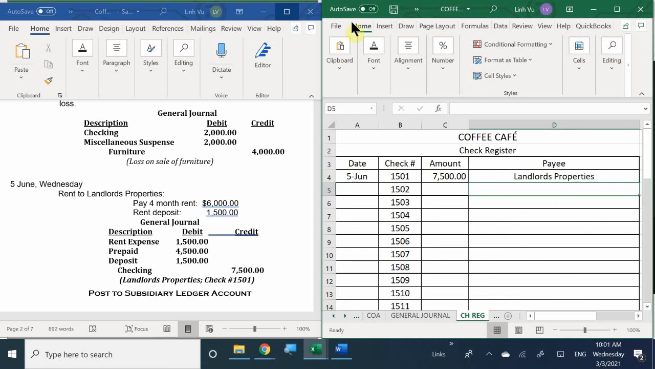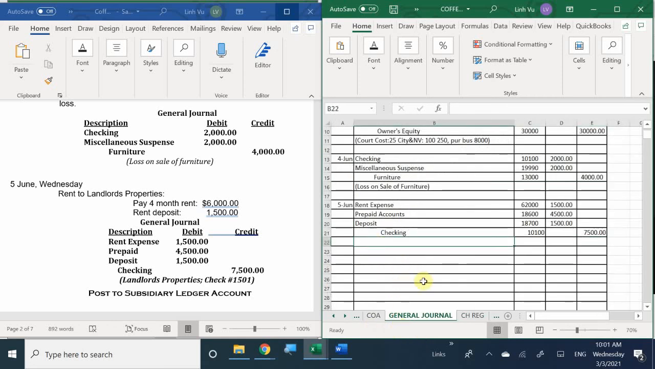I know for a fact that I wrote check number 1501. All right. And this is going to be very, very useful. Because not only does it keep track of your checking, it also keeps track of your transactions as well. So in this case, rule of thumb is when you're putting in a description, you definitely want to make sure that you enter in information that is very important, such as who did you write the check out to? What vendor are you dealing with? So in this case, landlord's properties is my vendor.